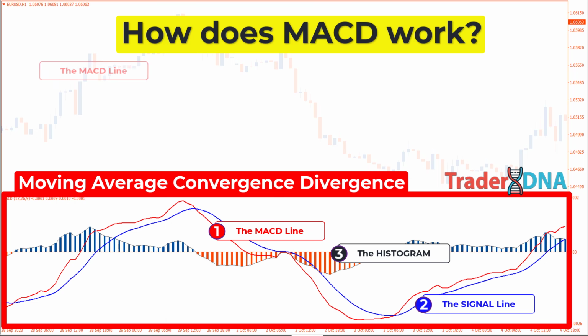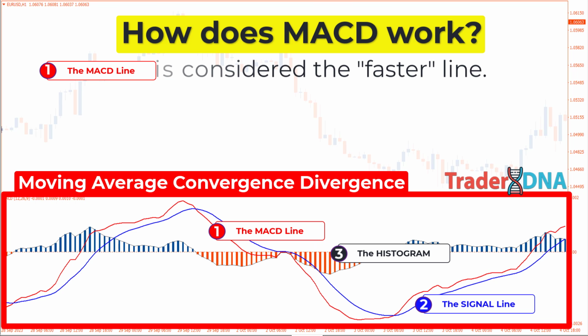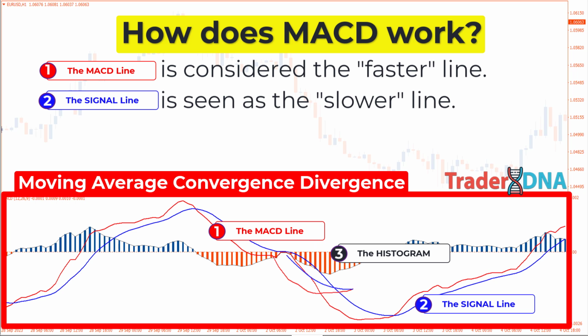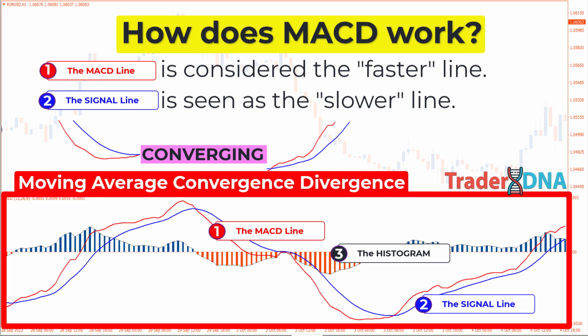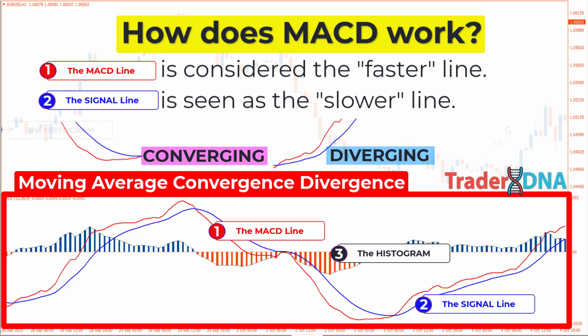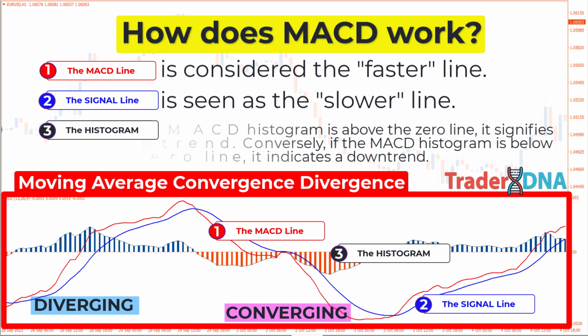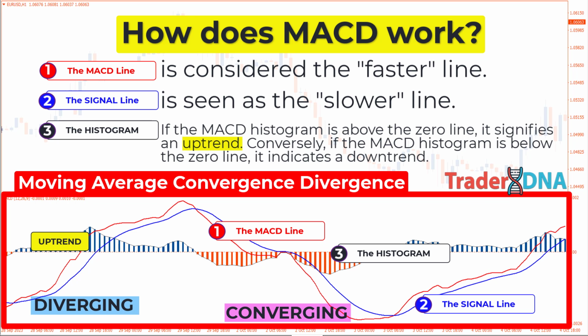This implies that the MACD line is considered the faster line, while the signal line is seen as the slower line. When these two lines come together, they are described as converging, and when they move apart, they are diverging. The disparity between the two lines is depicted on the histogram. If the MACD histogram is above the zero line, it signifies an uptrend. Conversely, if the MACD histogram is below the zero line, it indicates a downtrend.